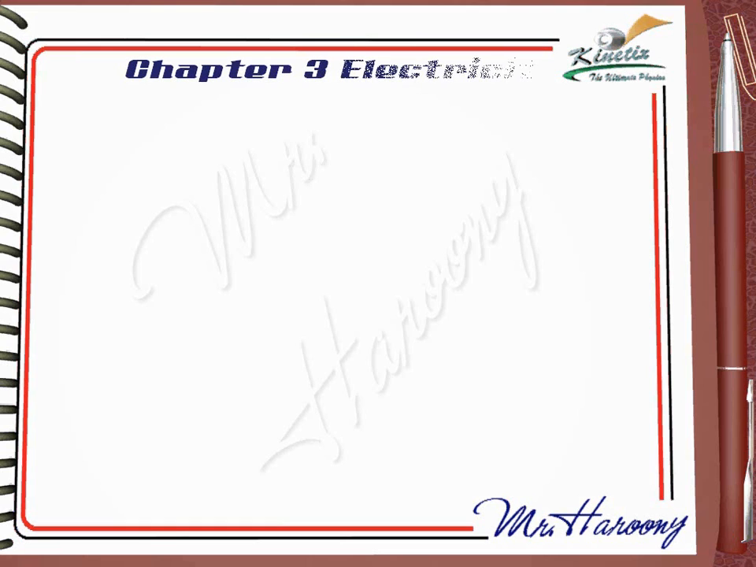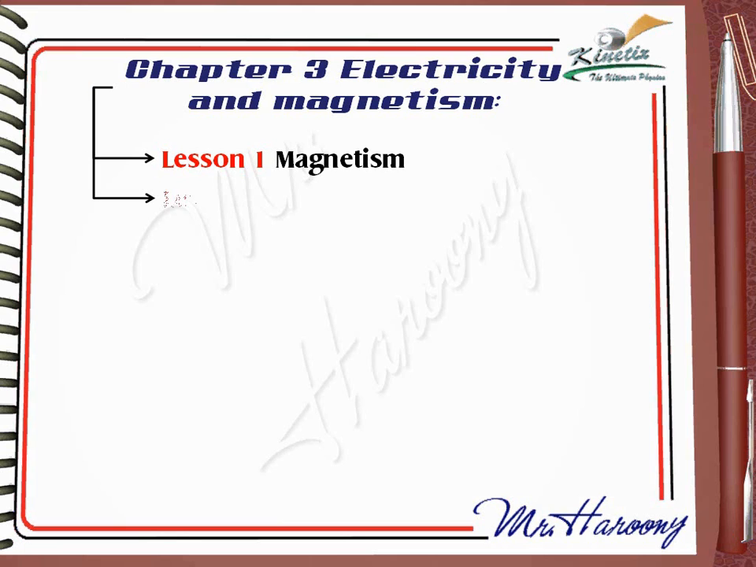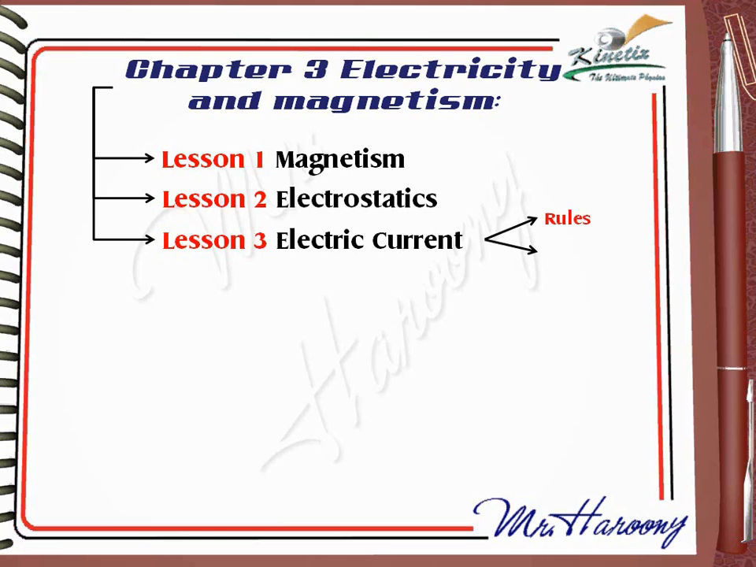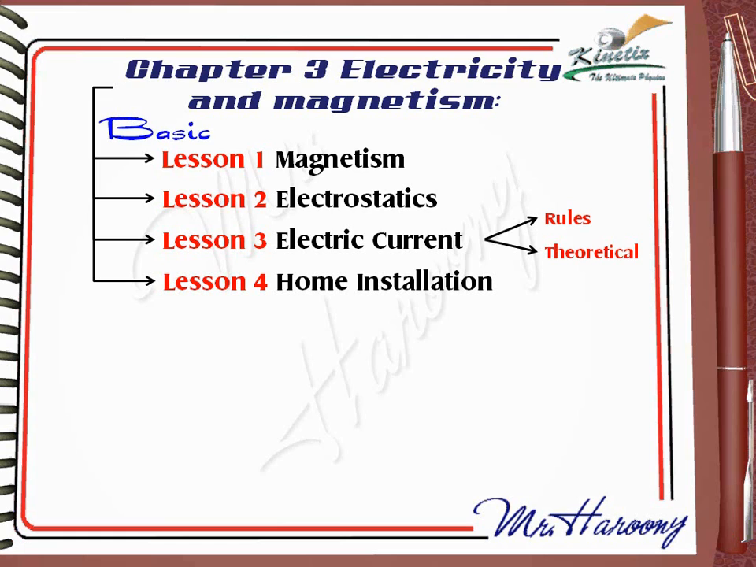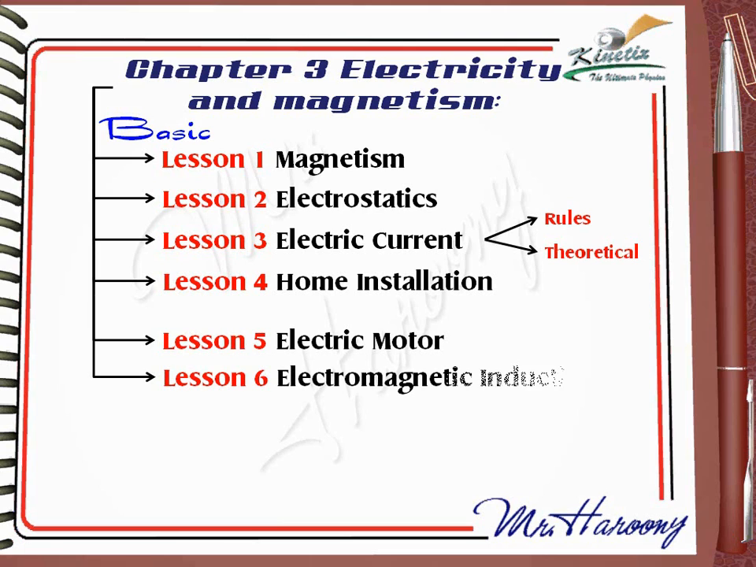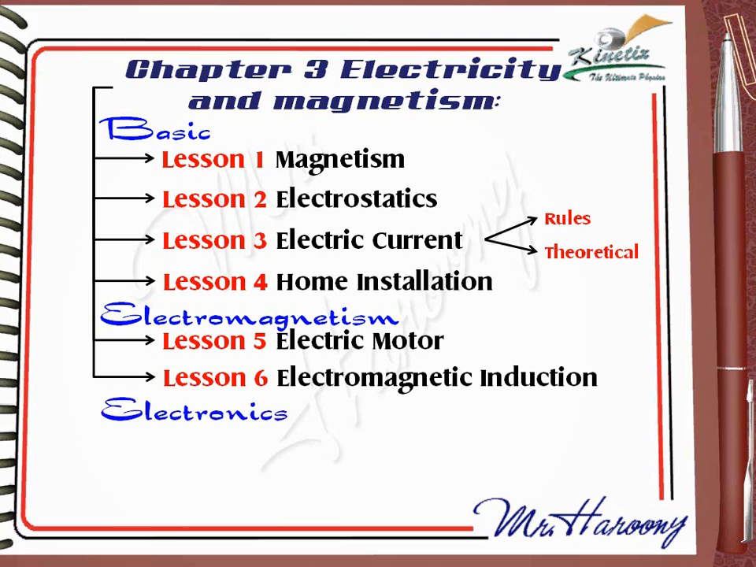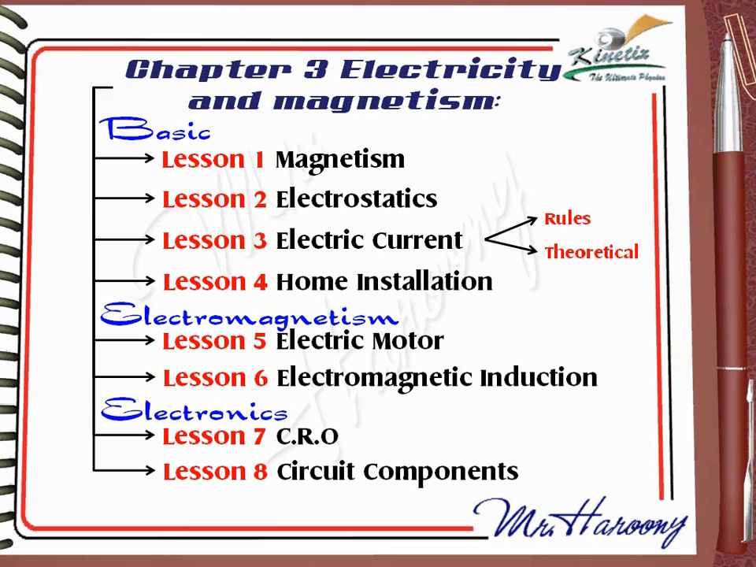Again, let's remember the contents of this chapter. Chapter 3: Electricity, Magnetism, Electrostatics, Electric current, the rules, electric current, the theoreticals, and home installation. This section of the chapter was the basic electricity. After that, the electric motor and the electromagnetic induction, and this section was titled Electromagnetism. The last part, which involves electronics, contains Lesson 7, the CRO, Cathode Ray Oscilloscope, Lesson 8, the circuit components, and ending the chapter with the logic gates.